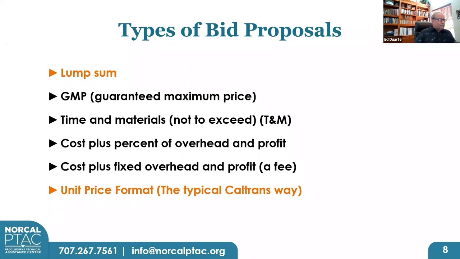On the unit price format, I say typical Caltrans, but it's really typical public agency for heavy civil projects. If you're doing a Caltrans highway, a county road, any type of what we call heavy civil construction, the plans and specs are prepared by civil engineers, and they utilize what they call a unit price bid format with a multitude of bid items, which put a little bit different type of requirement on contractors when you prepare your bid proposal.